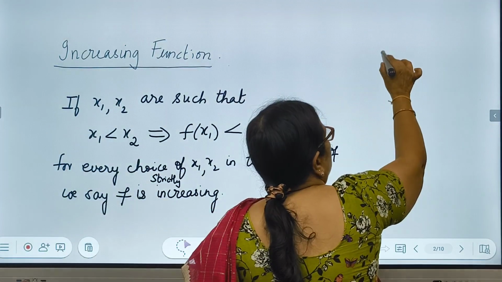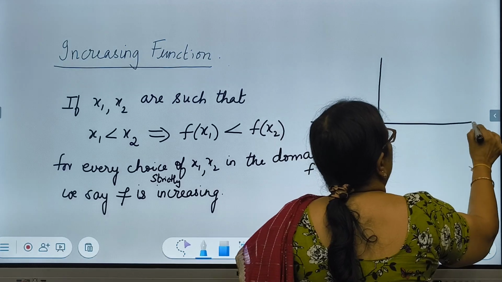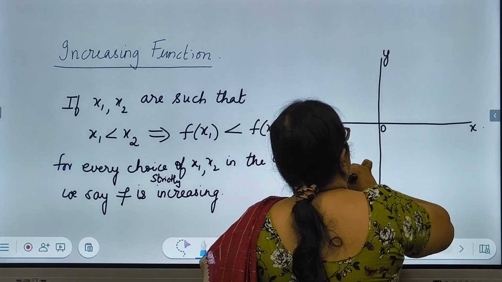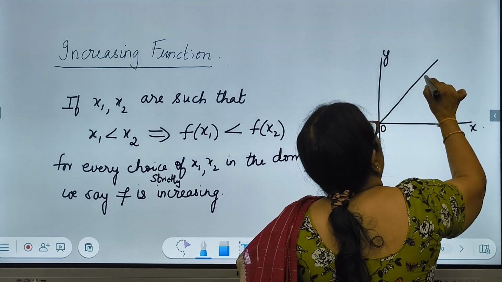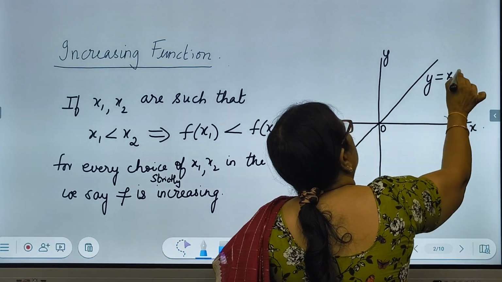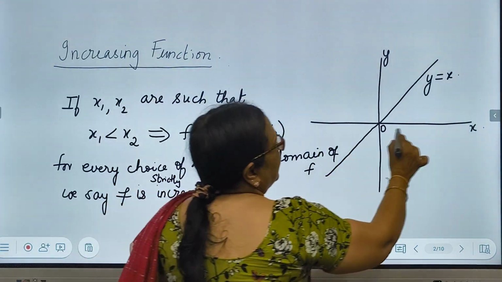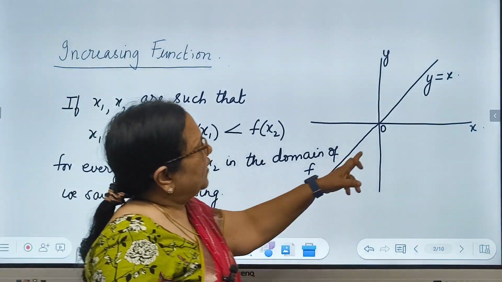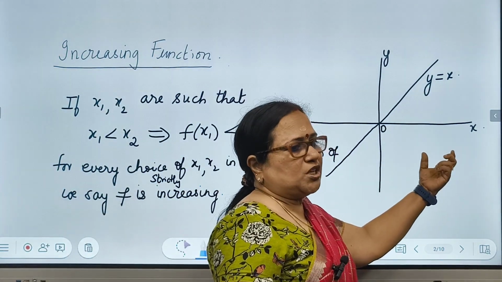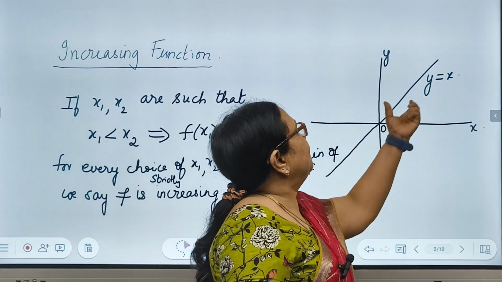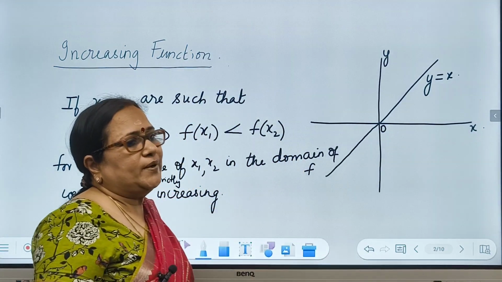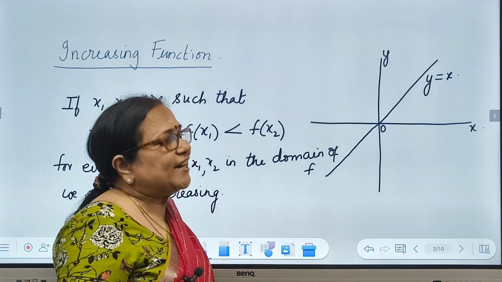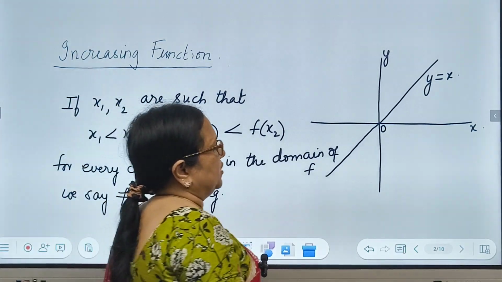So the very obvious function that you can think of is this: y equal to x. As x increases, you can see that y is also increasing. So here, whenever I choose any x1, x2 such that x1 is less than x2, f of x1 or y1 is going to be less than y2. Therefore, this is an example of a strictly increasing function.